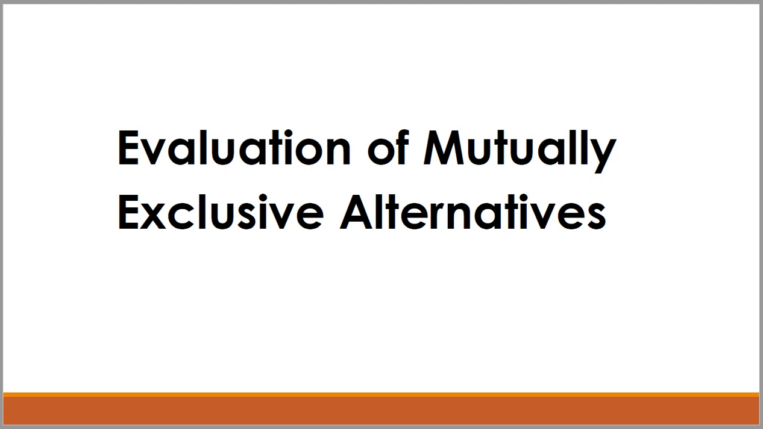So in this video, we're going to discuss evaluation of mutually exclusive alternatives and or projects. These two terms are used interchangeably. We can use alternatives or projects, but in engineering we normally use the term projects. These alternatives or projects are mutually exclusive, meaning that we have several options, and we're going to choose one only.